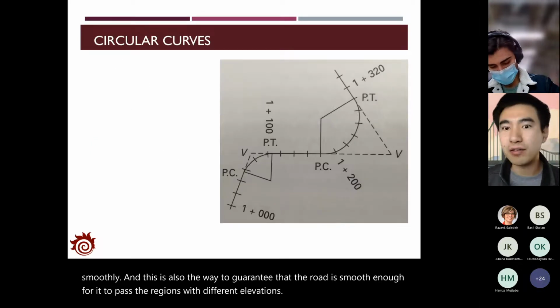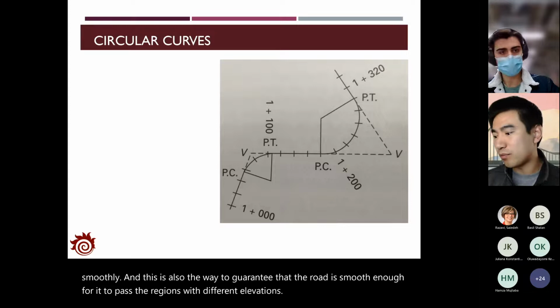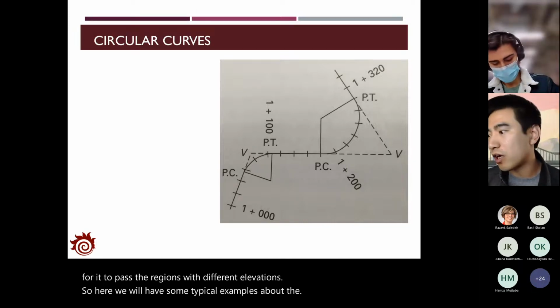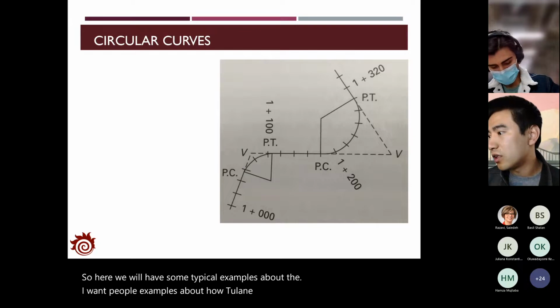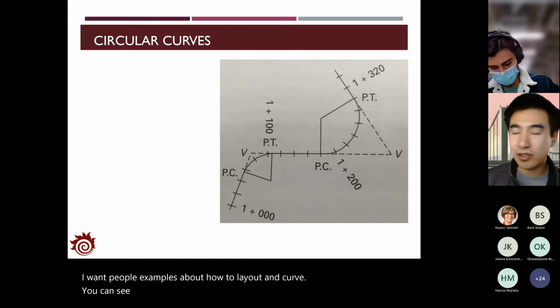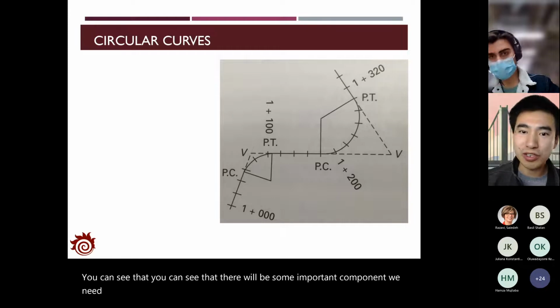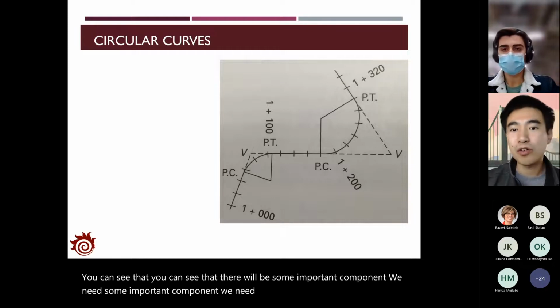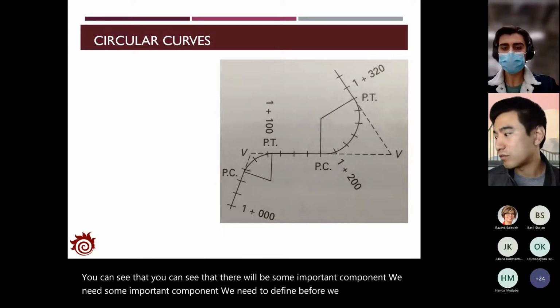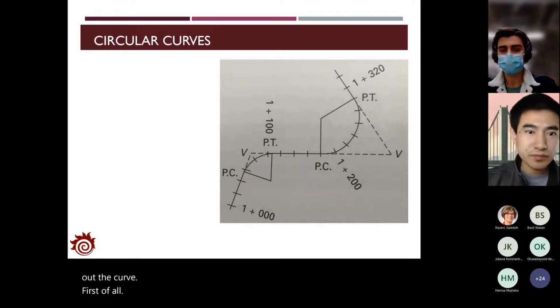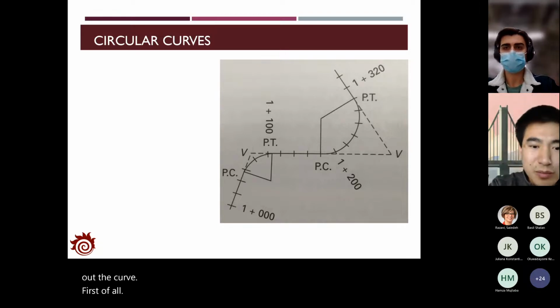So here we will have some typical examples. One typical example is about how to lay out a curve. You can see that there are some important components we need to define before we go to laying out the curve. First of all, let me try to use my pen to do it.